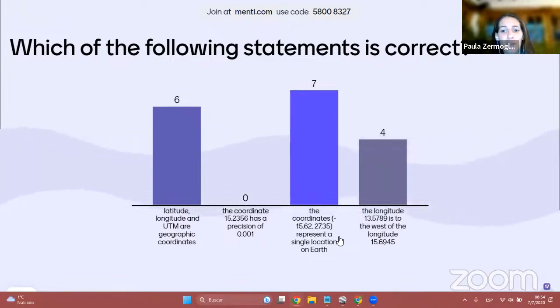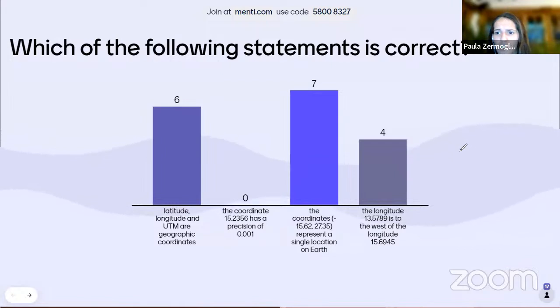Okay, so we're going to go to the last statement, which is the only one that is correct. That is, this longitude, 13 point blah, blah, is to the west of the longitude 15 point blah, blah. And in here, let me draw a little bit on the screen. We measure longitudes from the reference or prime meridian, usually the Greenwich meridian. So this is the 0 degrees longitude.